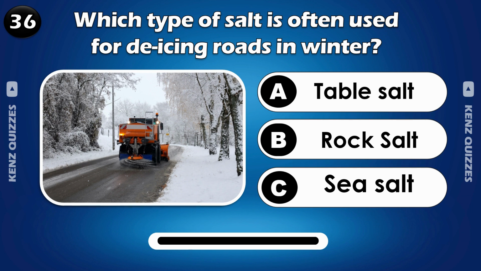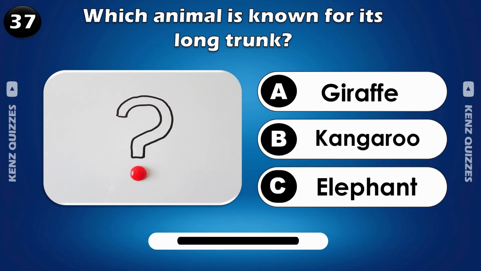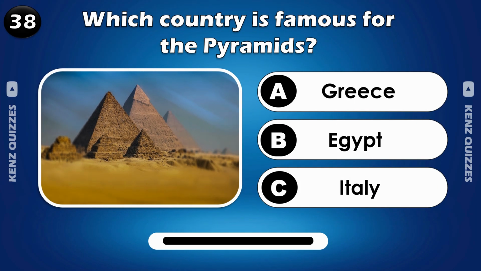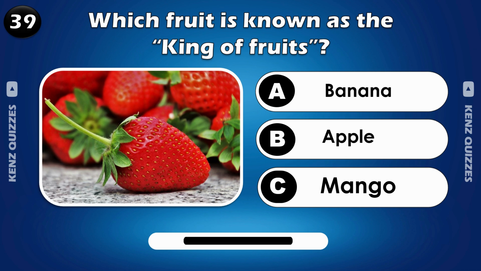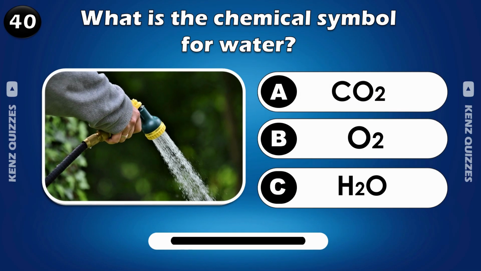Mercury. Which type of salt is often used for de-icing roads in winter? Rock salt. Which animal is known for its long trunk? Elephant. Which country is famous for the pyramids? Egypt. Which fruit is known as the king of fruits? Mango. What is the chemical symbol for water?